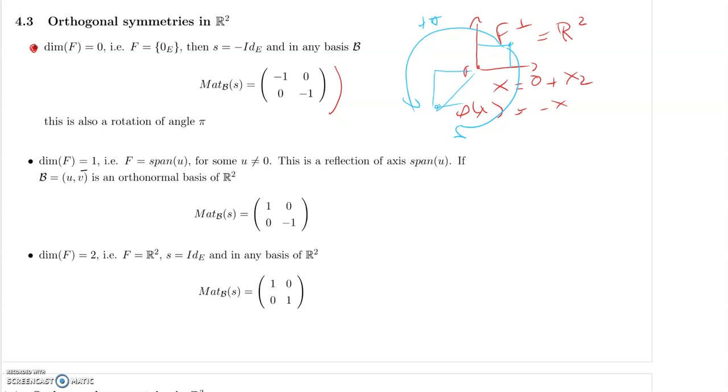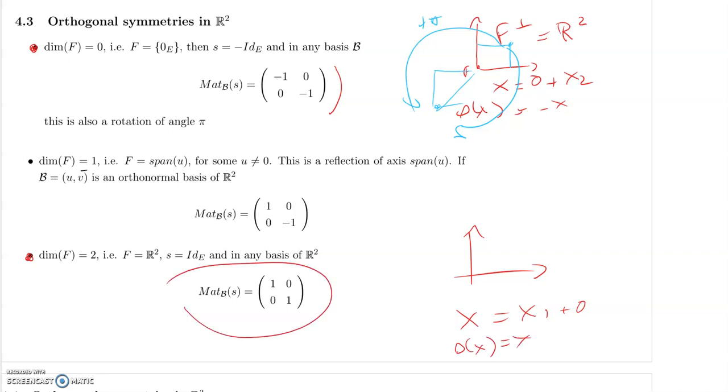Another not very interesting case is when you choose F itself to be R2. Okay, so in that case, F is R2, and so X only has that X1 part, and the F orthogonal is just the 0 element, and so S of X is equal to X. And so the representing matrix is going to be the identity. Okay, all right, so these were not very interesting, but more interesting, we have that second case where F has dimension 1.